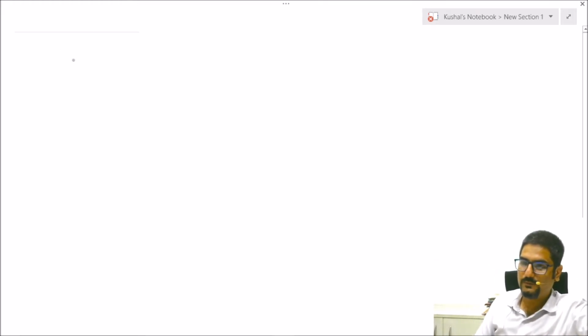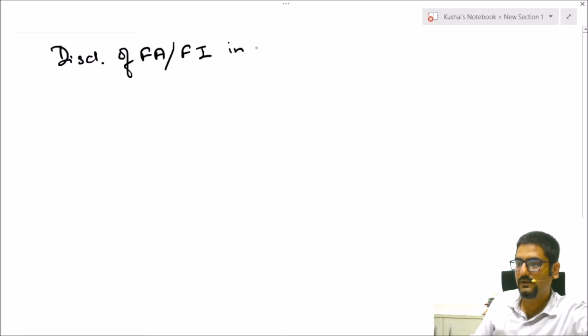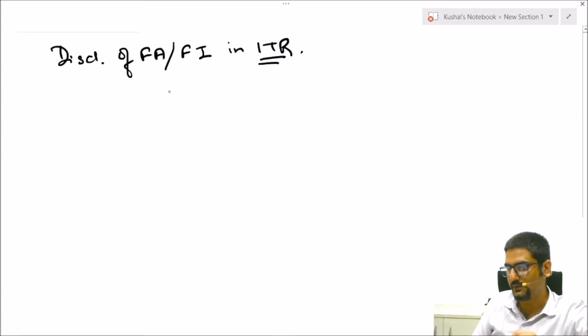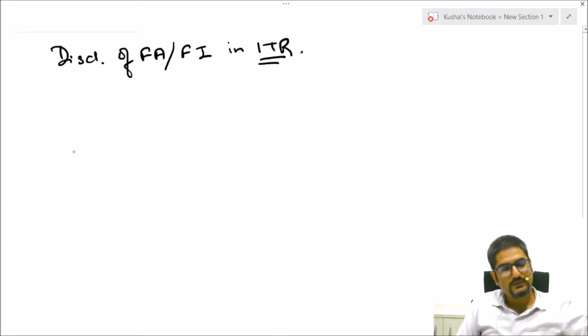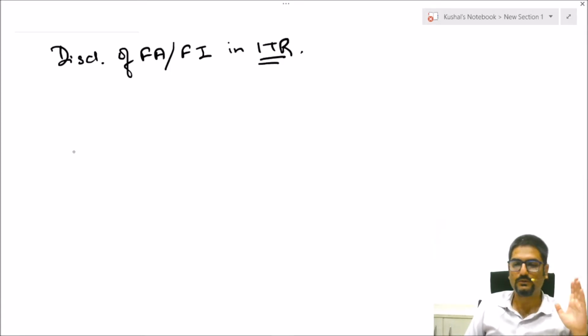So the relevant topic for today's discussion is disclosure of foreign assets or foreign income in income tax return, right? We're going to discuss the entire aspects of this important topic, because most individuals have already filed their income tax return, and those who fall into the audit category will file their income tax returns in the coming couple of months.